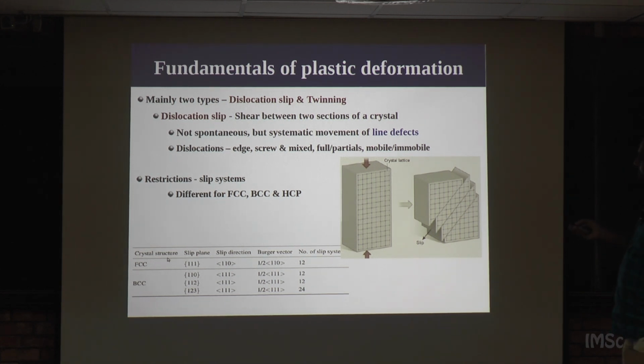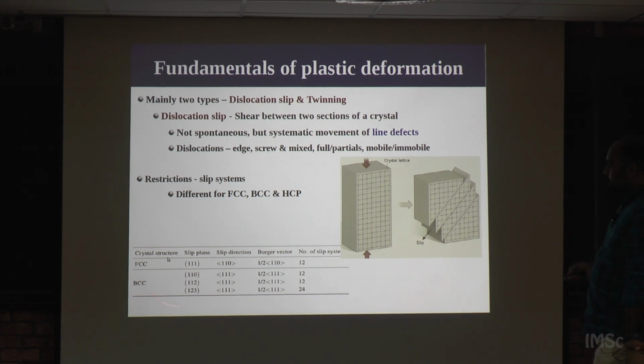This slip or dislocation movement does not occur in any random plane in a crystal, but it is restricted to particular slip systems. They depend basically on the crystal structure. As you can see, in FCC, slip occurs in the family of 111 planes in the direction of 110. These two are basically a close-packed plane and a close-packed direction.